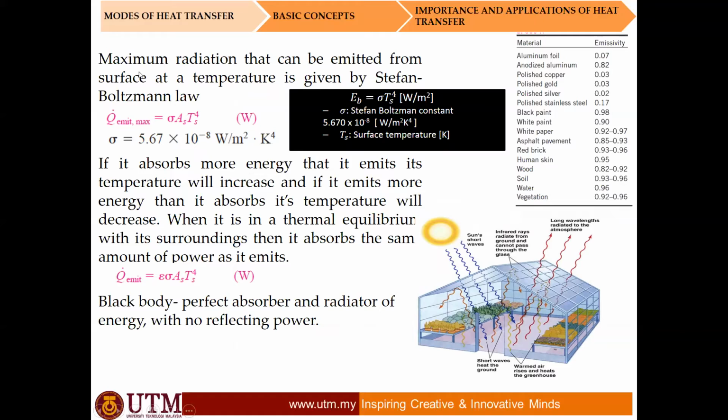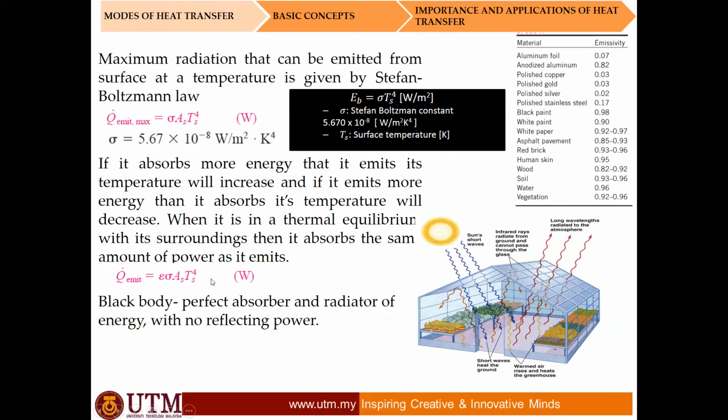The radiation is governed mathematically by the Stefan-Boltzmann law. So Q dot emit is equal to sigma, which is a constant. The value doesn't change, it is a fixed value. A_s is the surface area of the radiation that you want to calculate, not the cross section. T to the power of 4 is the surface temperature. This is the general equation for Stefan-Boltzmann.